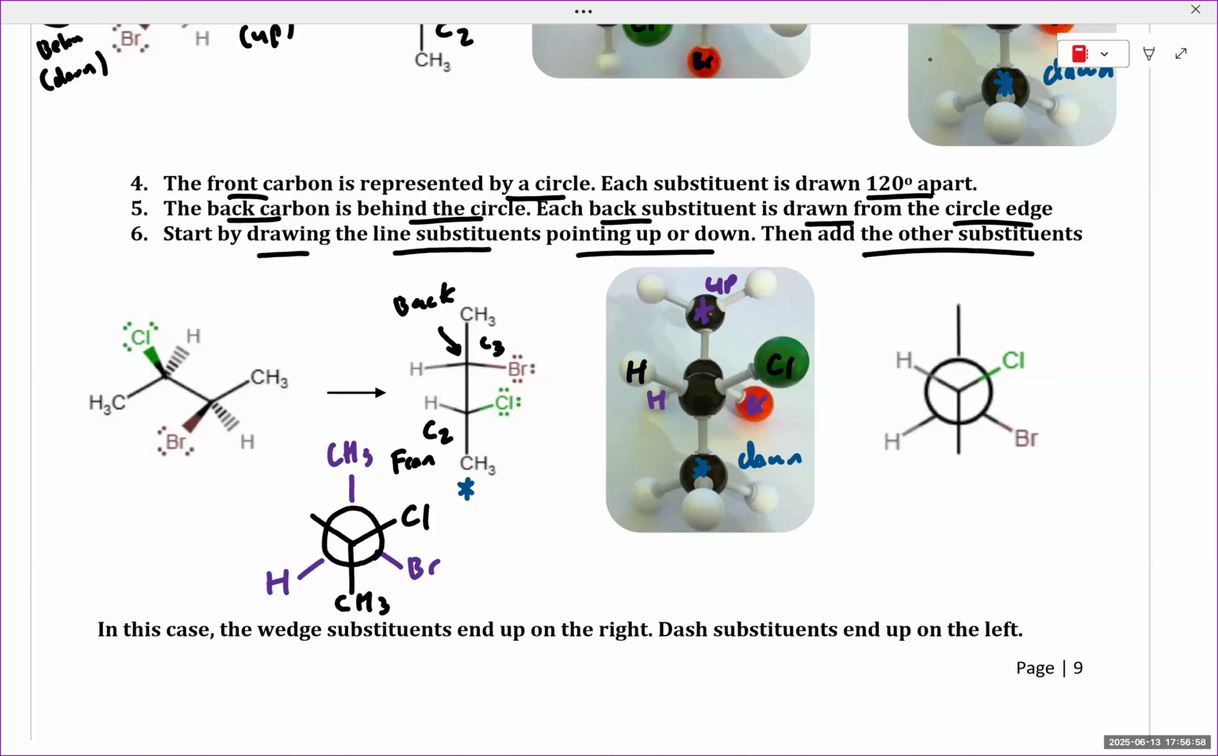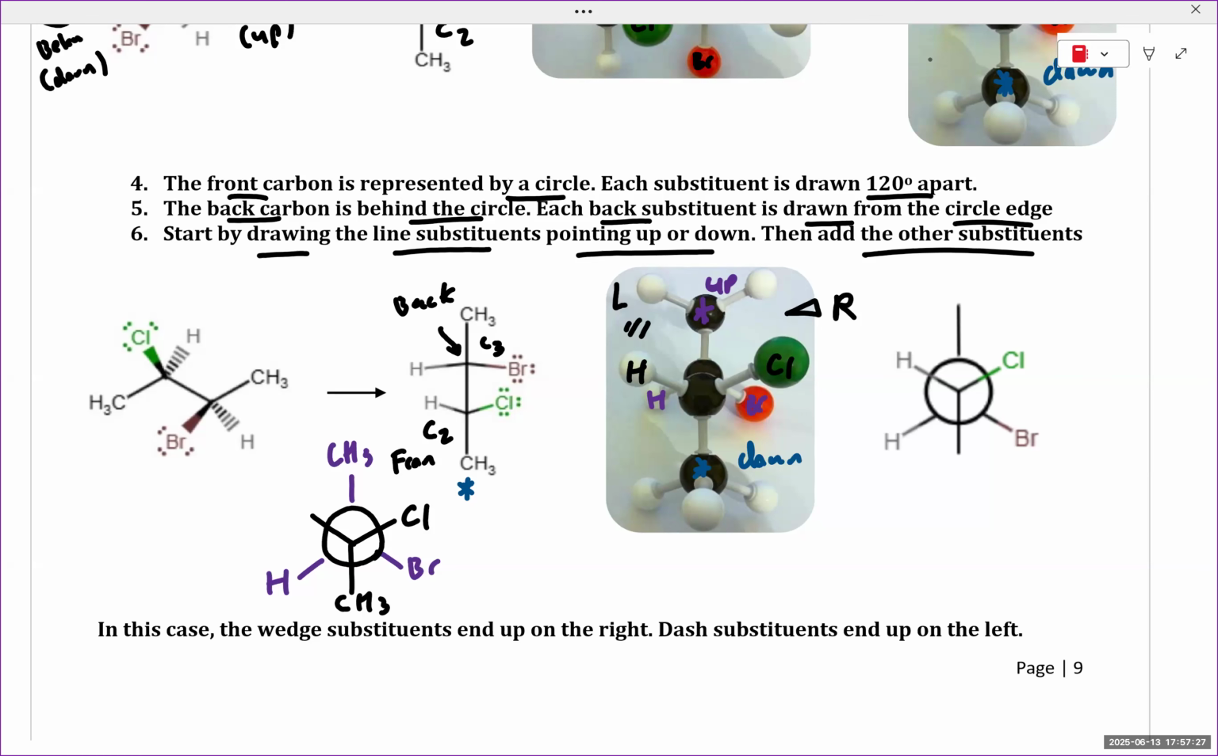Now, as we've noticed in this case, all of the wedge substituents ended up on the right, all of the dash substituents ended up on the left. And this maps on to what we see in our final Newman projection. So when you generate a model and rotate the model so you're looking down the indicated carbon-carbon bond, it becomes very easy to generate a Newman projection.